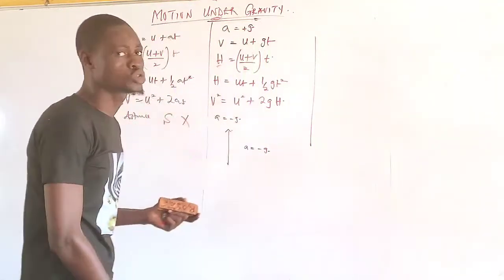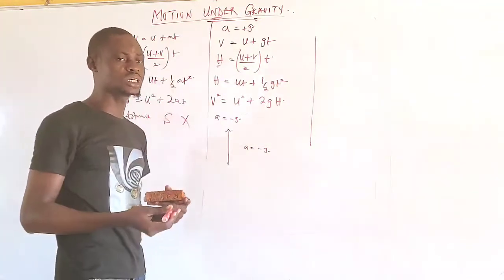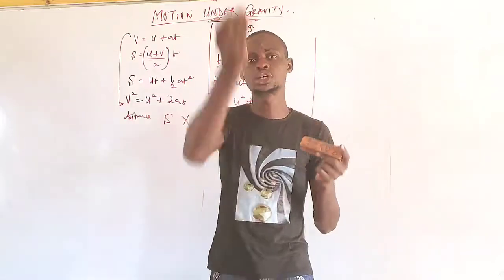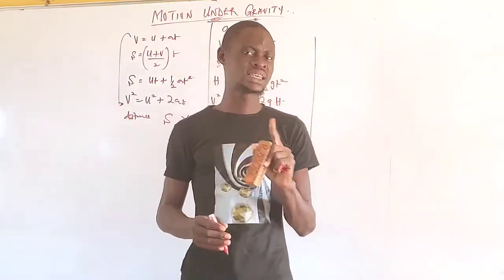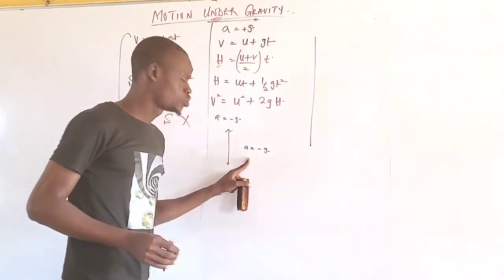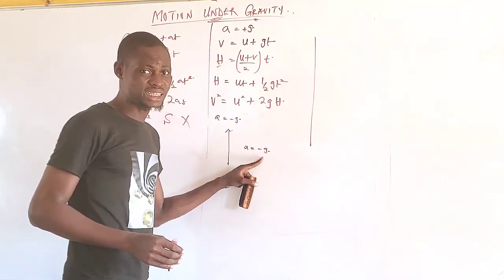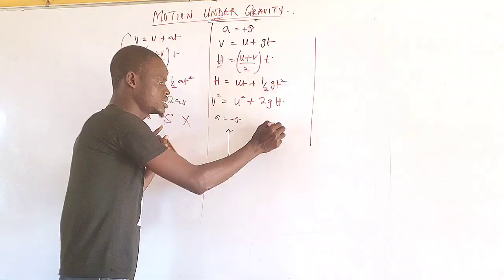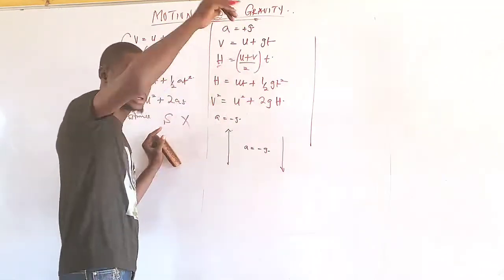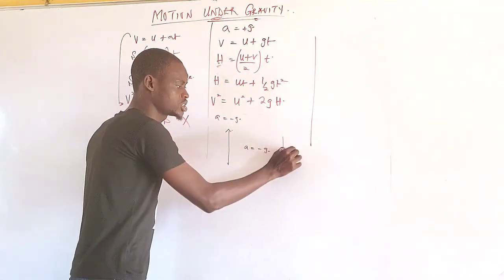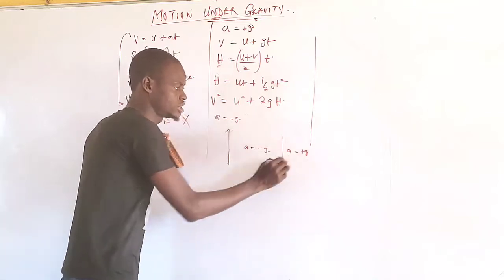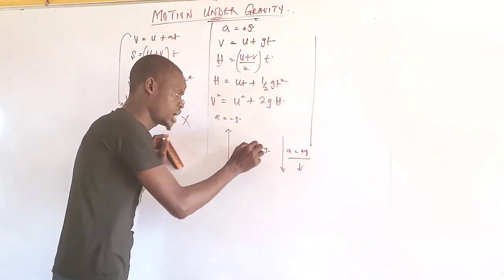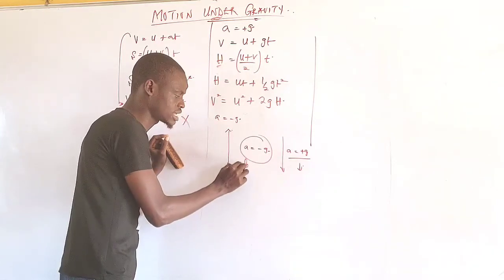So when the body is thrown upward, or you have a question in which a stone is thrown upward, we should understand that the acceleration of that body will be taken as negative acceleration, negative of gravity. While when the body is falling downward, or you throw a body downward, we assume that the acceleration is positive. This shows that the body is accelerating, while the other shows that the body is decelerating.